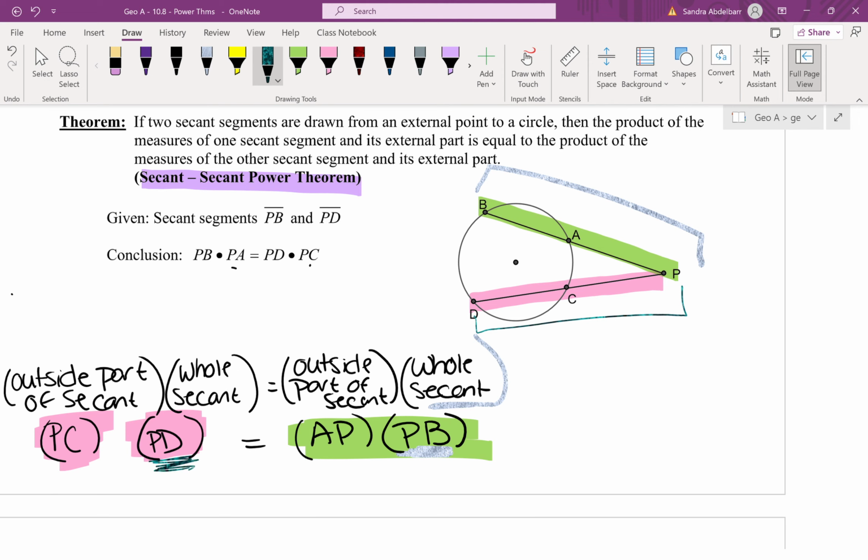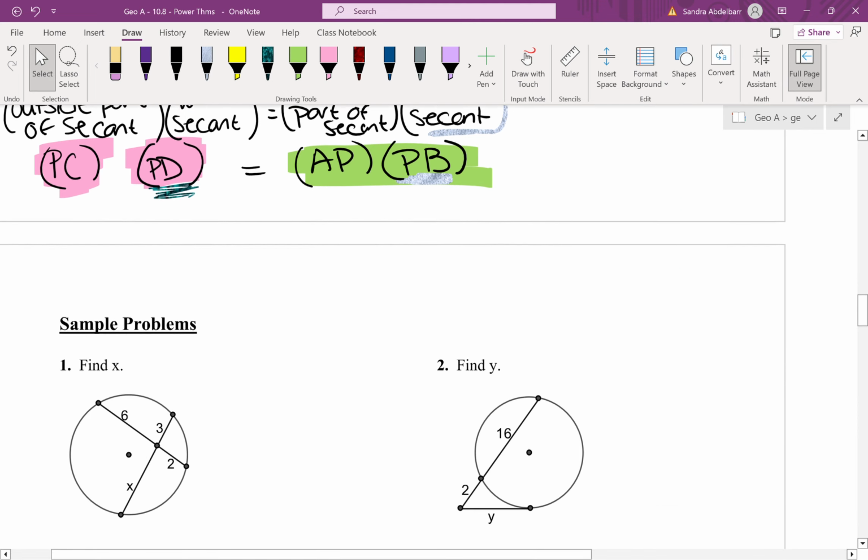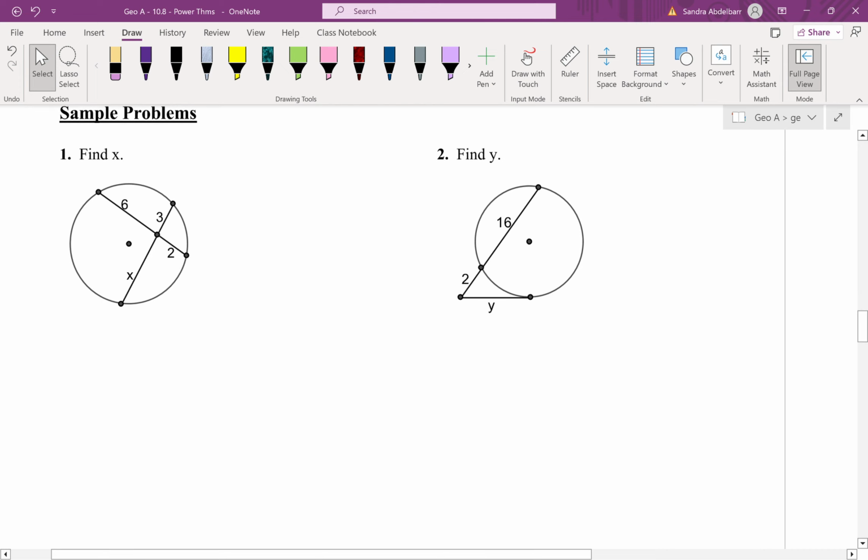Yes, Maya? Segment lengths. So we're going to do problems. They're solving for segment lengths. So remember, inside, outside, on formulas, all those formulas you had to memorize, inside the circle, outside the circle, on the circle, those all solved for angle measurements, right? Like how big the angle was, the degree of the angle. These power theorems all solve for segment lengths. The two have nothing to do with each other.